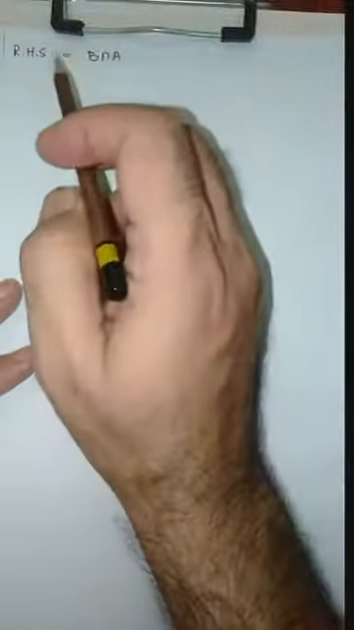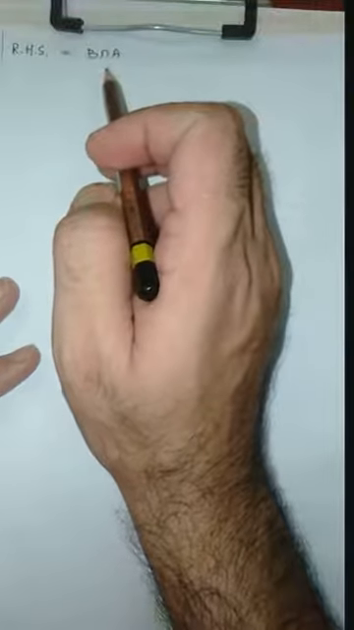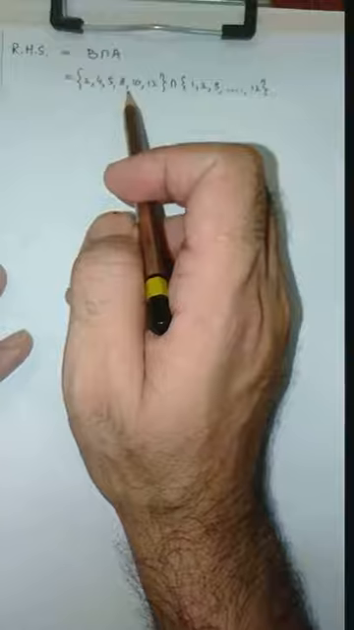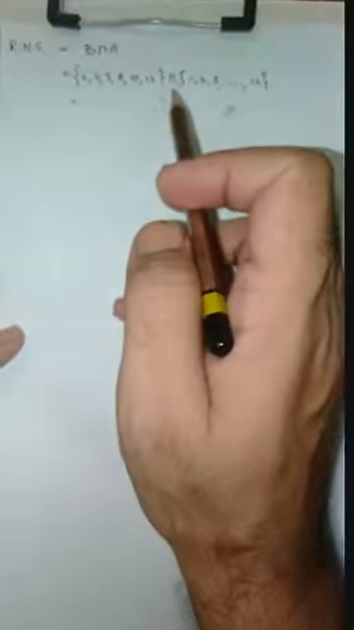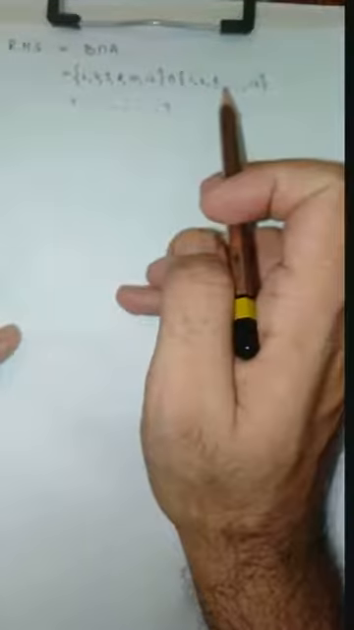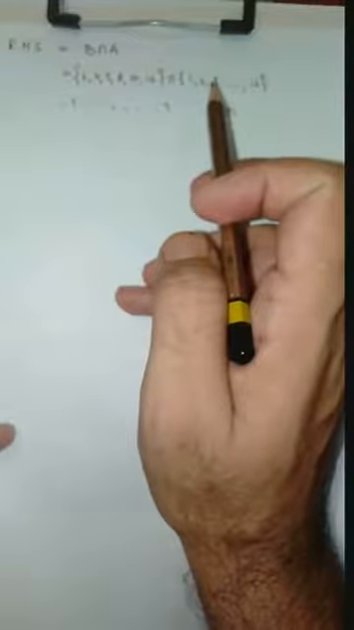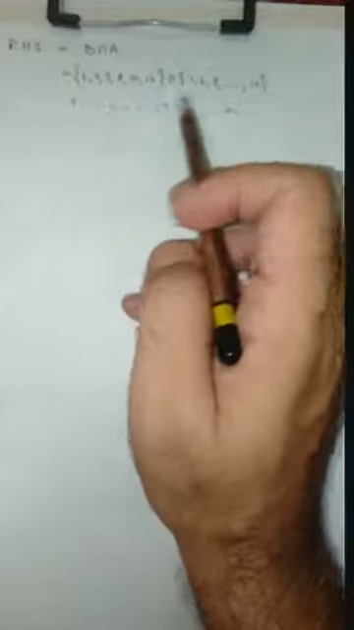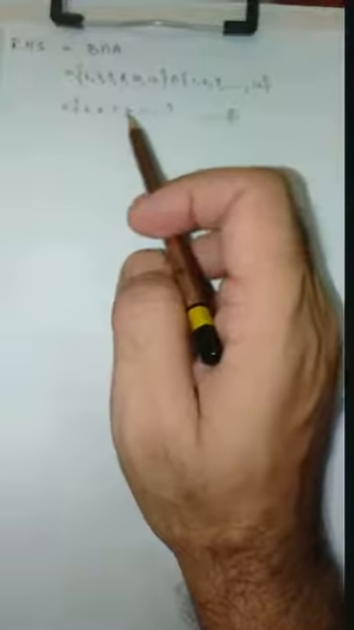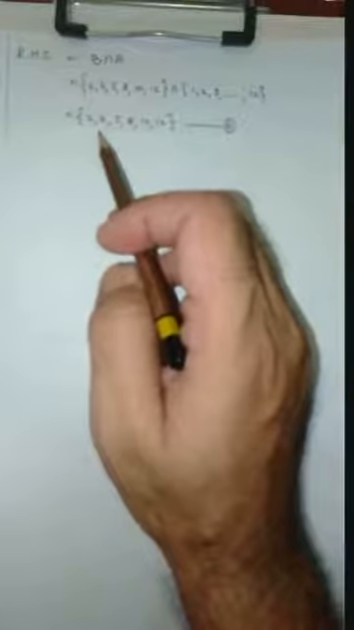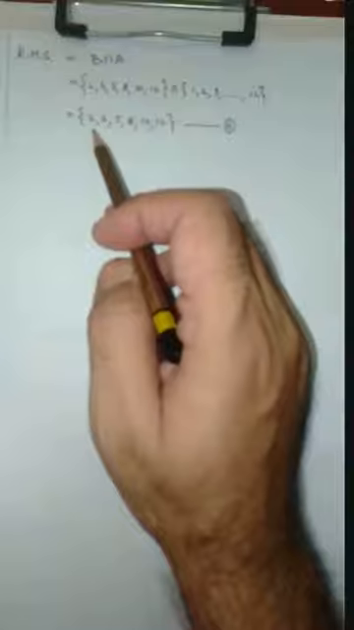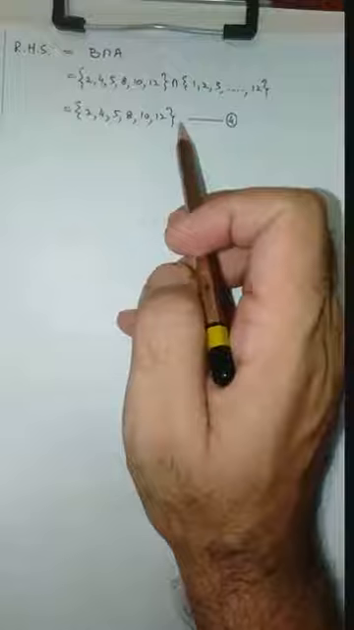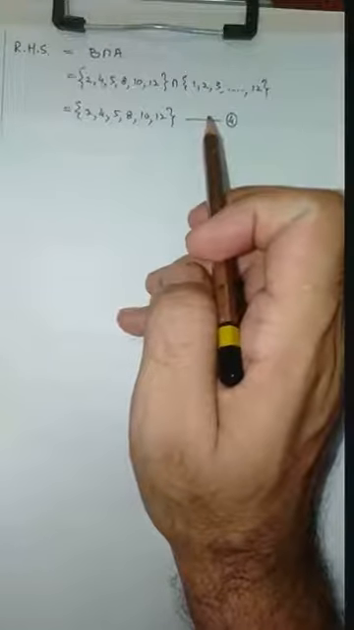Now, the right hand side, which is B intersection A. Putting set B, which is 2, 4, 5, 8, 10, 12, and then intersection, and then set A, which is 1, 2, 3, 4 up to 12. Now taking intersection of these two sets, which is the common elements, and the common elements are 2, 4, 5, 8, 10, and 12. This is called equation number 4.